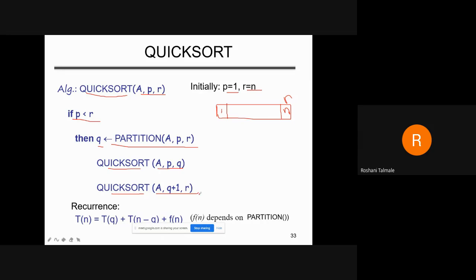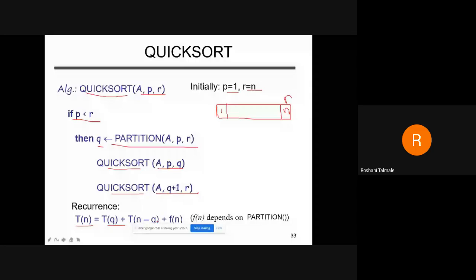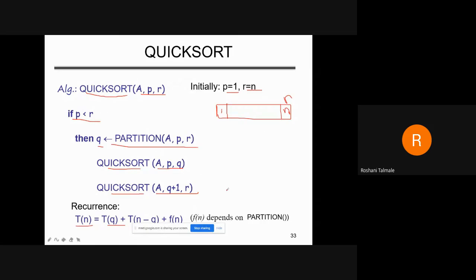Okay. And for the recursion, the complexity is given as T of n equals T of q plus T of n minus q plus f of n. Okay. We will discuss this in detail. This is the time complexity which is required only for the recursion. We will discuss it.